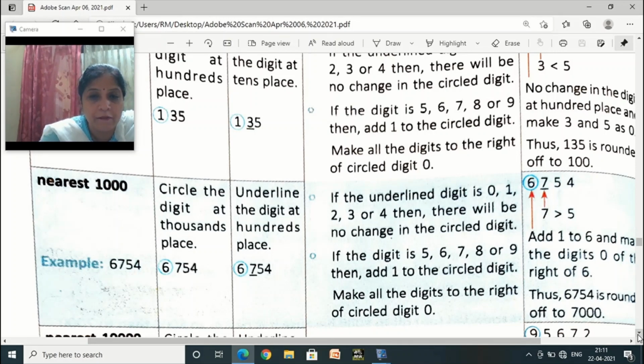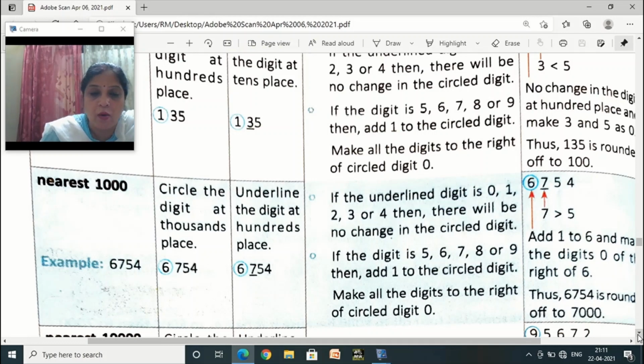Now since 7 is greater than 5, what will be in step 3? If the underlined digit is greater than 5, add 1 to the circled digit and make all the digits to the right of the circled digit as 0. So where will it be rounded off? Thus 6754 will be rounded off to 7000.